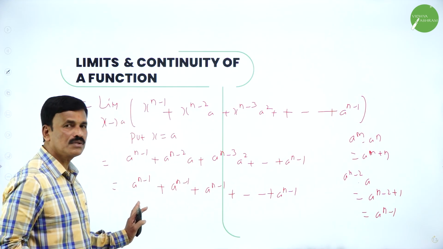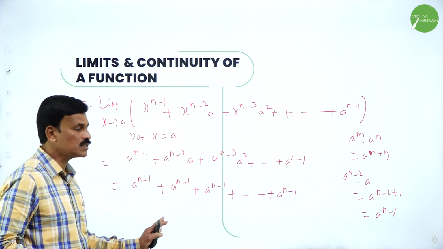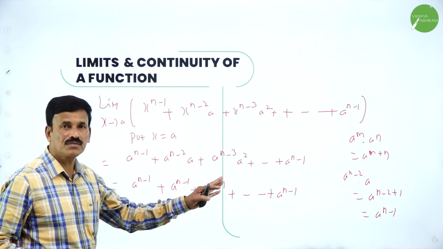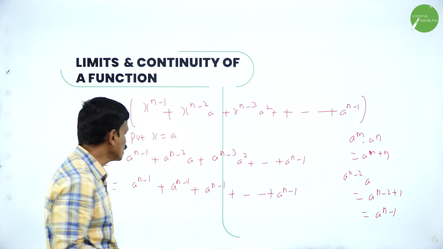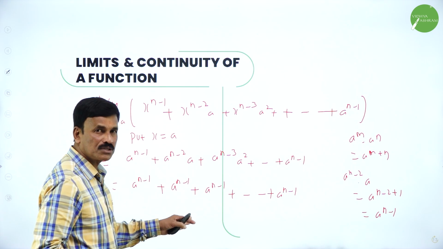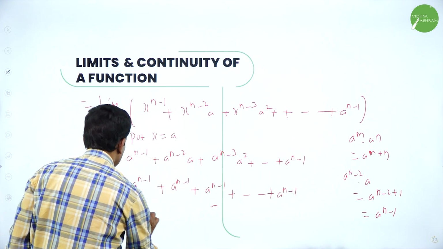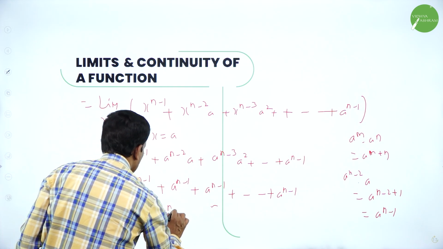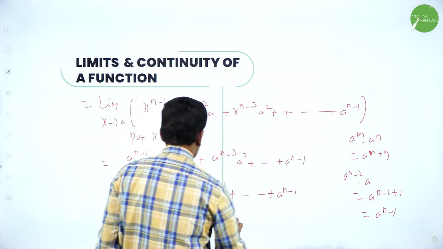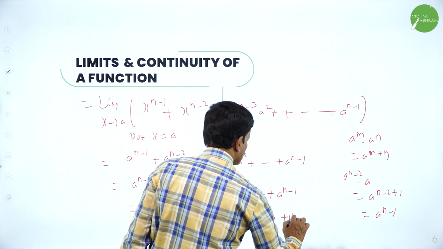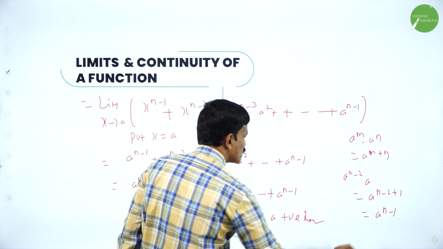Suppose if there are 2 terms, we can write 2 times a to the power of n minus 1. If there are 3 terms, we are going to write 3 times a to the power of n minus 1. Since there are n number of terms, a to the power of n minus 1 plus a to the power of n minus 1 etc. is n times a to the power of n minus 1. So, this can be written as n into a to the power of n minus 1, where n is a positive integer.